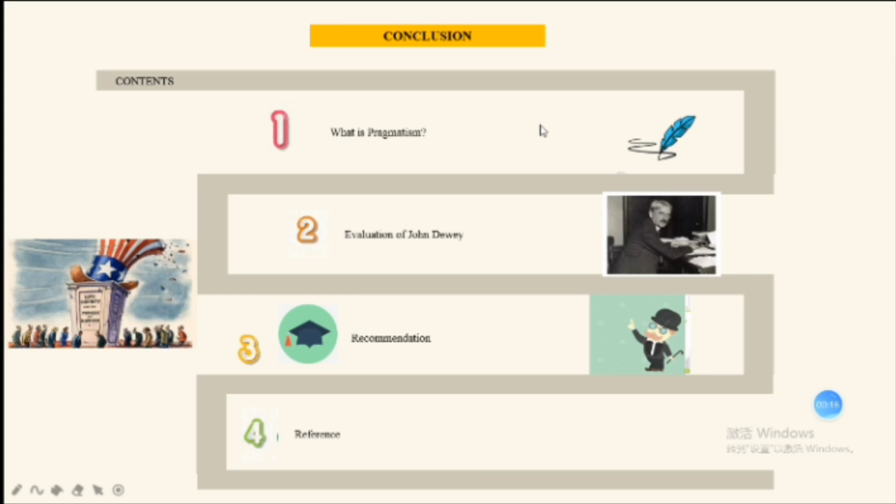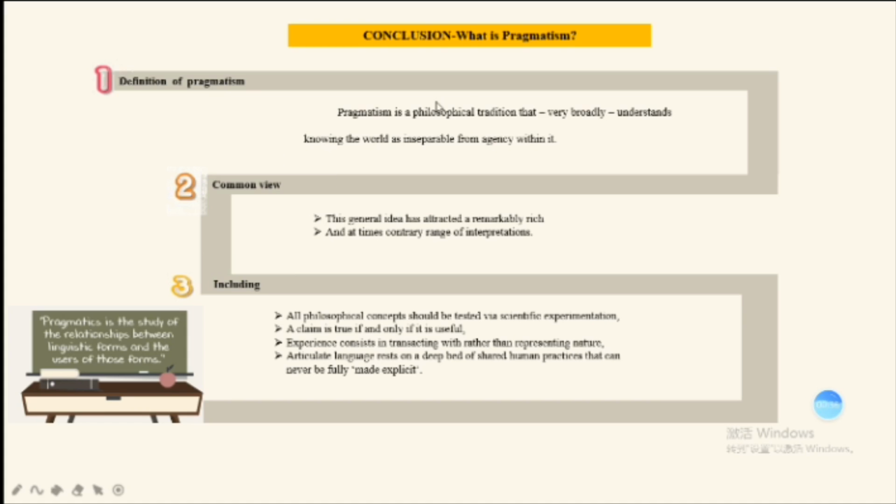The conclusion has 4 parts. One part is what pragmatism is. Two is the education of Dewey. Three is recommendation. Four is reference. The first is definition.